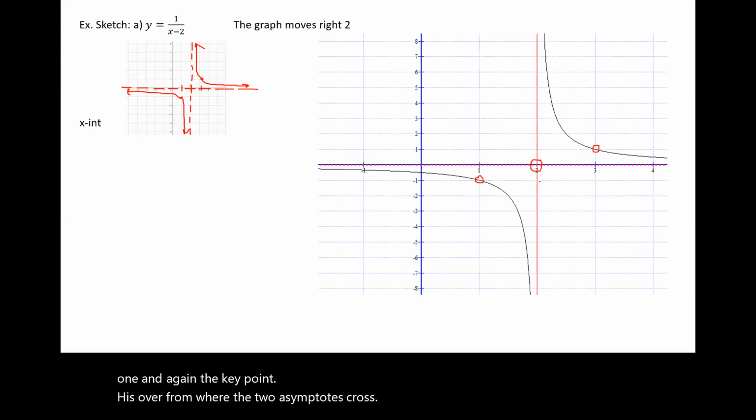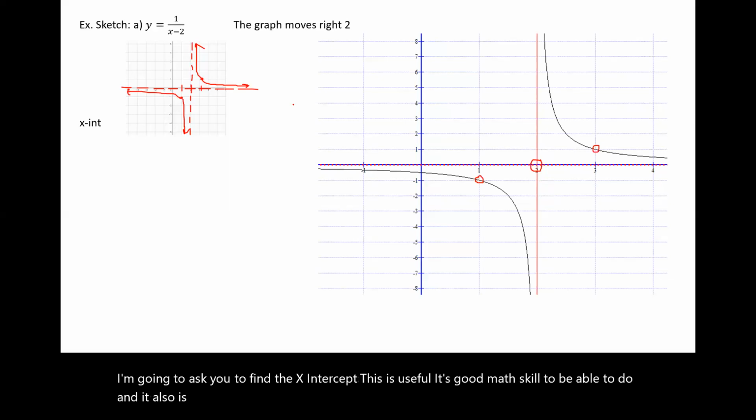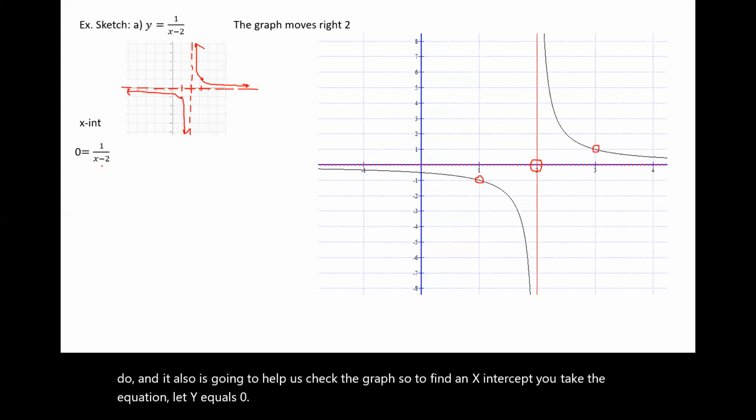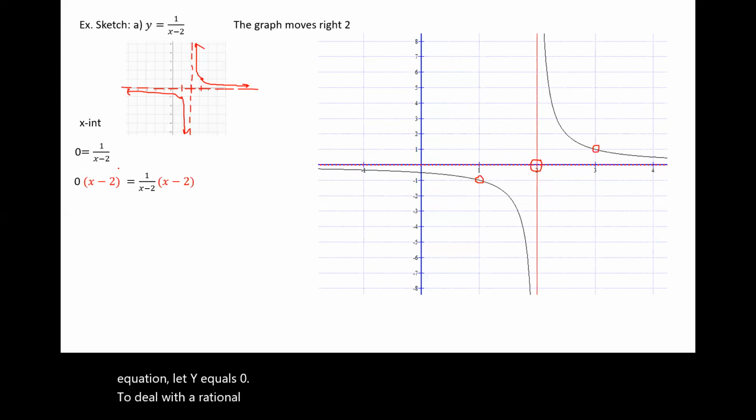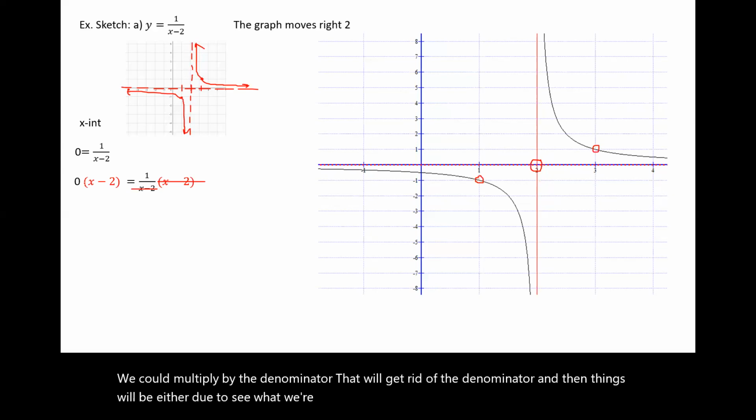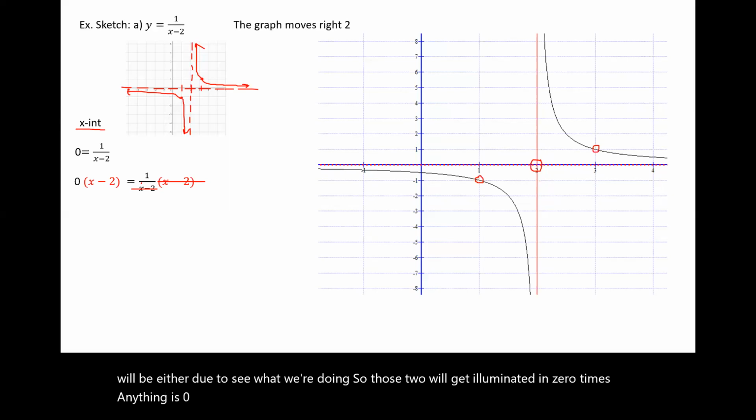Now I'm going to ask you to find the x-intercept. This is a good math skill to be able to do, and it also is going to help us check the graph. So to find an x-intercept, you take the equation and let y equal 0. To deal with a rational expression, we could multiply by the denominator. That will get rid of the denominator, and then things will be easier to see. So those two will get eliminated, and 0 times anything is 0. So it's saying we have an x-intercept the day that 0 equals 1, which is certainly not today. In other words, there is no x-intercept.